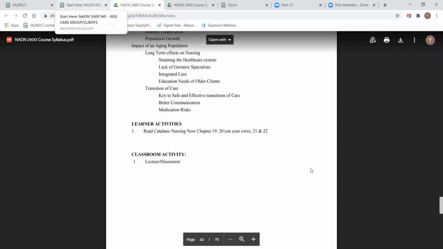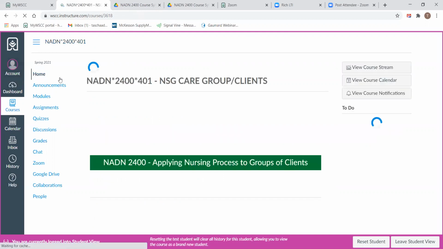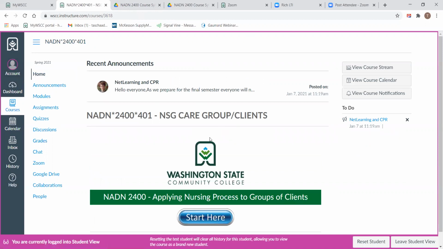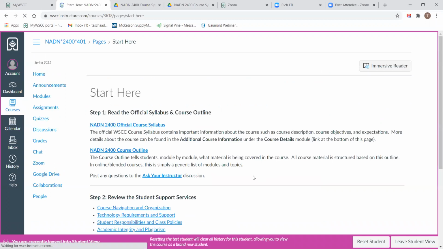Let me go back. Just a little overview of Canvas. Again, it is very user-friendly. There's some things you may not be able to see at this point because I have to open those up. But it's very simple to use. On the left-hand side, you'll see the home button. And that gives you, right there's your recent announcements. This is how I got to the syllabus, and it's interspersed in different places here too. So there's that information. So you can work down through.